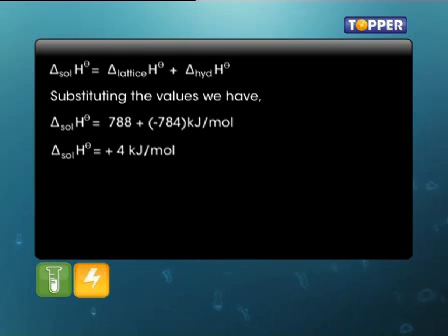The answer to this is pretty simple. Enthalpy of solution of a substance is the enthalpy change when 1 mole of it is dissolved in a specified amount of solvent. Further, we know that for an ionic compound, enthalpy of solution is equal to lattice enthalpy plus enthalpy of hydration. Substituting the values we have, enthalpy of solution is equal to plus 4 kilojoule per mole.